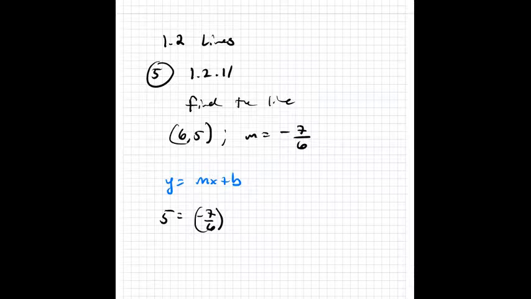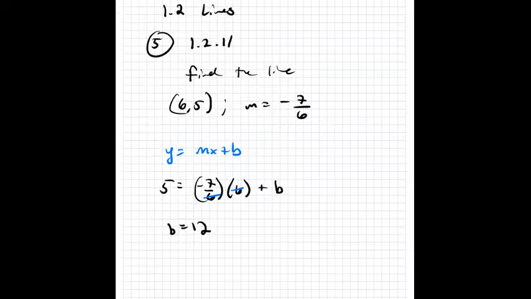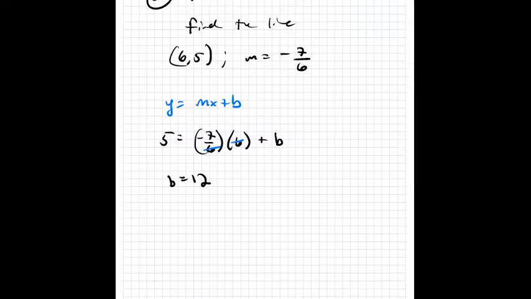The only thing we don't know is the y-intercept. Notice that these cancel each other out. If we add 7 to both sides, then we get b equals 12, right? So then the equation of the line is going to be y equals negative 7 over 6 x plus 12. We should check it. When x is 6, we get 5. And the slope is there, so we get negative 7 over 6.